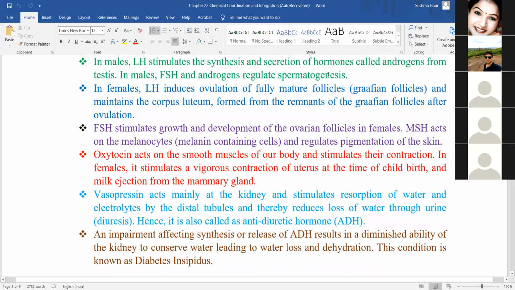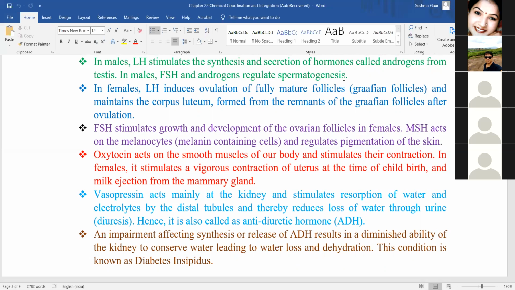Okay, whereas in males, follicle stimulating hormone and androgens are responsible for regulating spermatogenesis. So spermatogenesis is the process of formation of sperms in male that will fertilize with the eggs of female to produce the embryo or zygote during the fertilization process. Okay, is it clear till now?